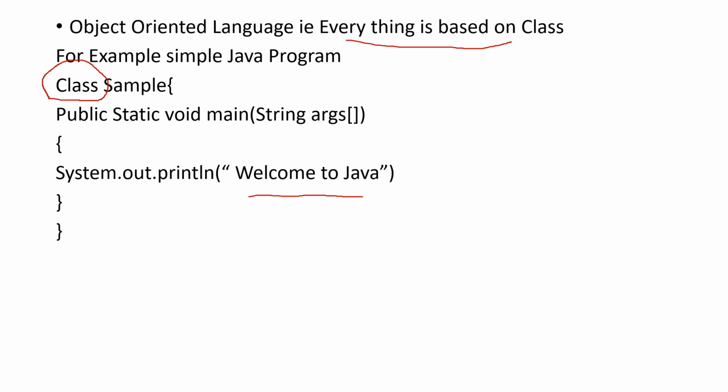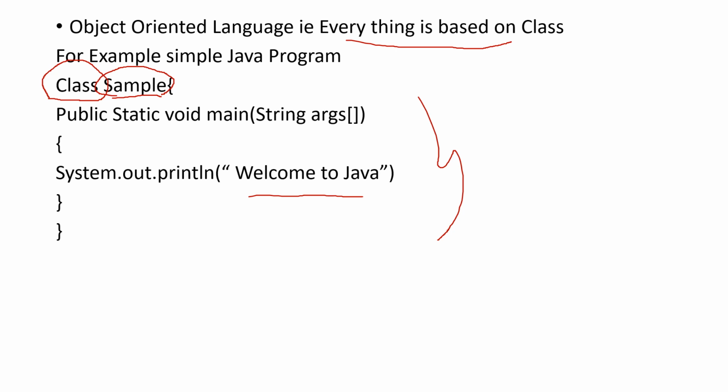Starting with the class keyword, we should give any name for the class. Here the class keyword is followed by sample, which is the name of the class. The name of the class can be any name that describes the purpose of the program we create. Here we give the class name sample, starting with an open brace.